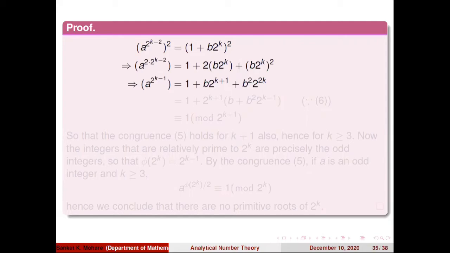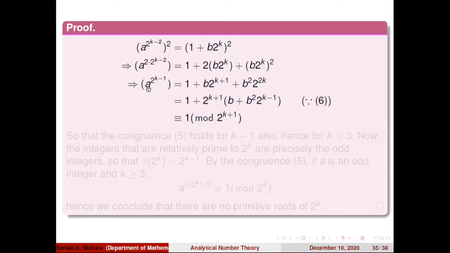Okay. Now taking 2 to the power k plus 1 common out from this sum, b into 2 to the power k plus 1 plus b square 2 to the power 2k. So what remains in the bracket? 1 plus 2 to the power k plus 1 common, with b plus b square times 2 to the power k minus 1 remaining. So this is congruent to 1 modulo 2 to the power k plus 1.